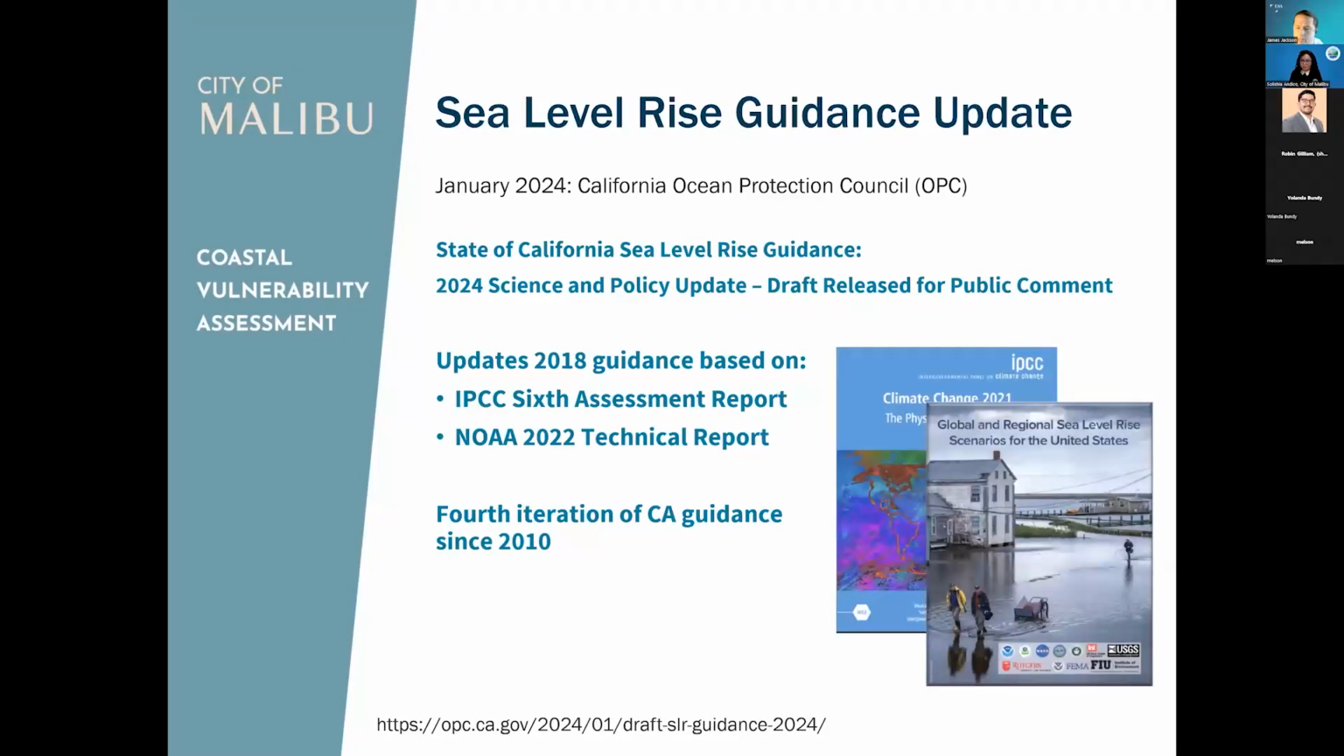Since the draft vulnerability assessment was completed, the state of California has released a draft guidance update for sea level rise. This was released in January 2024. The OPC is committed to updating this statewide guidance approximately every 5 years to keep pace with advancements in the scientific understanding of sea level rise. This latest update was made following the latest International Climate Change Assessment Report, as well as recent updated sea level rise science and projections by the National Oceanic and Atmospheric Administration in 2022. Next slide, please.